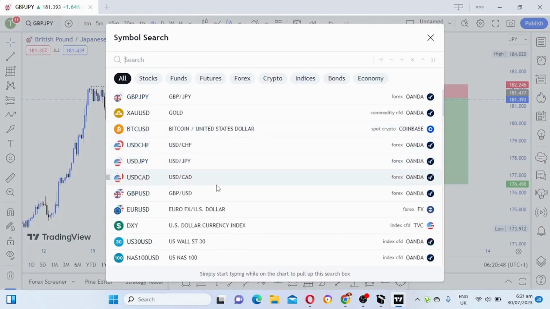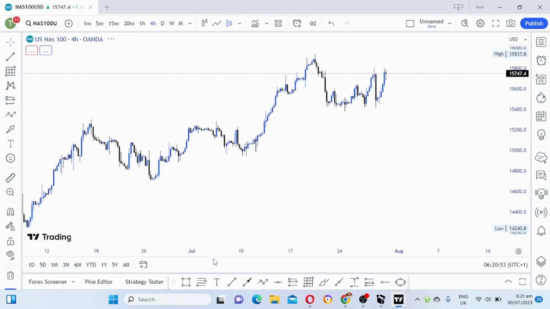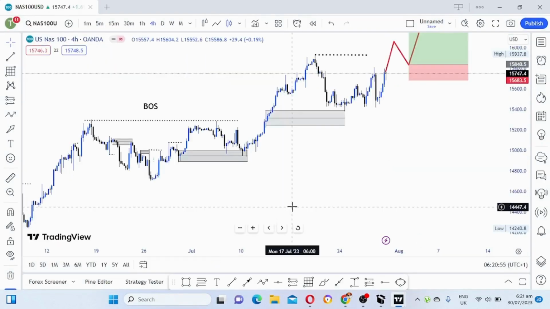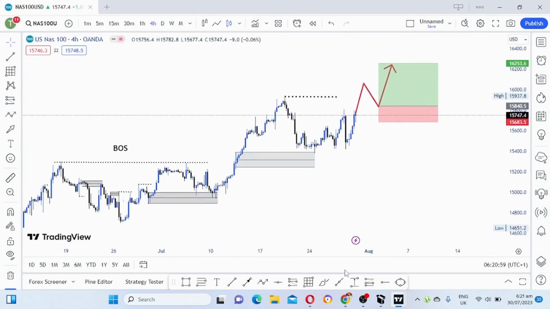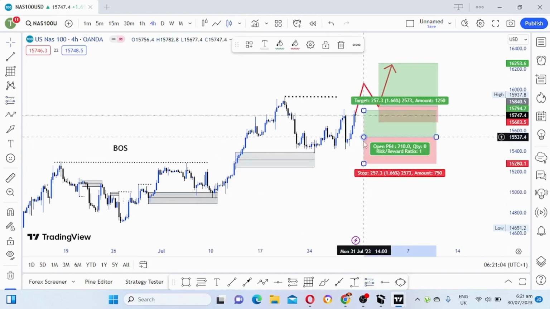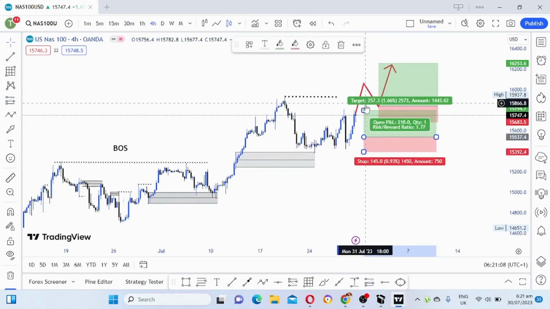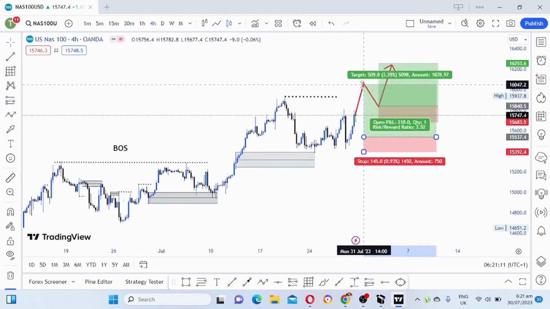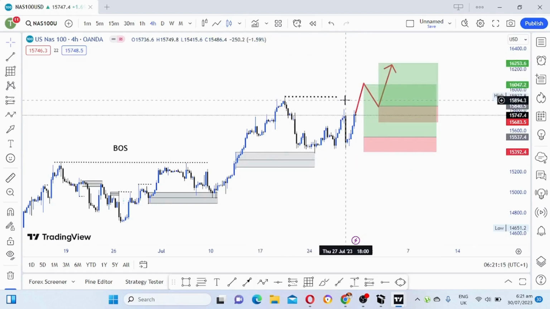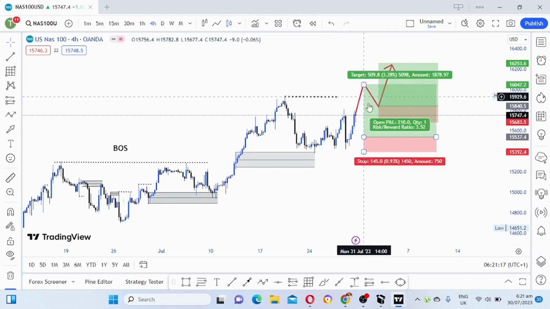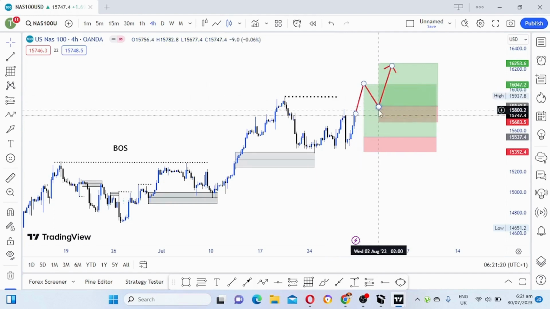Now let's look at NAS. Nasdaq, as you can see, we are bullish. I'm just waiting for price to do things. If price breaks up to the upside, I'm waiting for price to come back and test this demand zone, and then I buy.